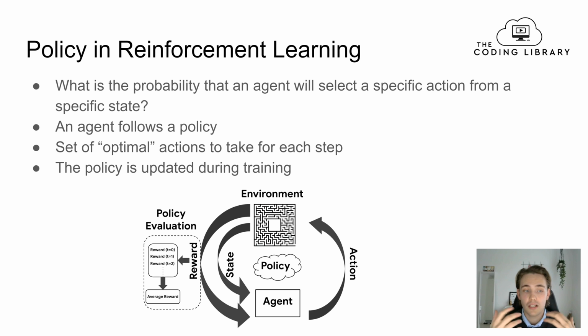A policy is a set of optimal actions to take for each step when we're following this policy with our agent. And the policy is updated all the time when we're training our agent and it's interacting with the environment. We're updating the policy so we get these optimal actions in our policy, and then we can just follow our policy and we will get the optimal policy, and our agent will return the maximum reward or return.